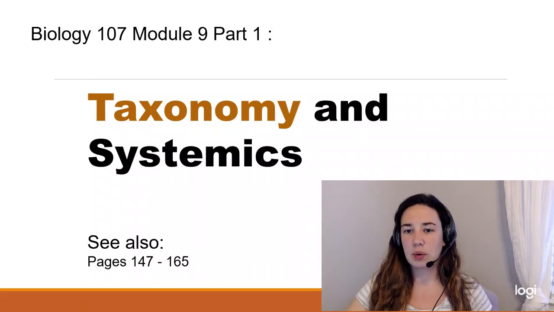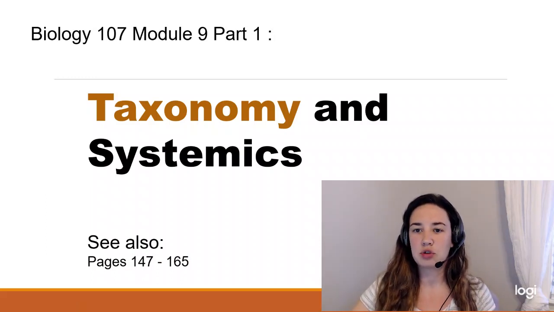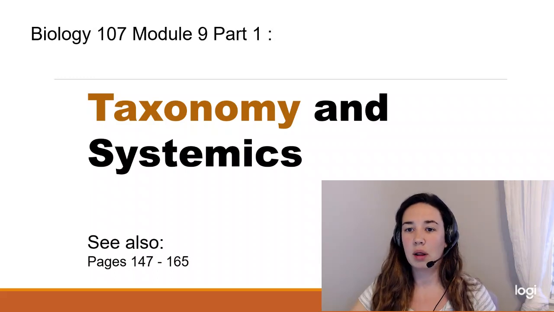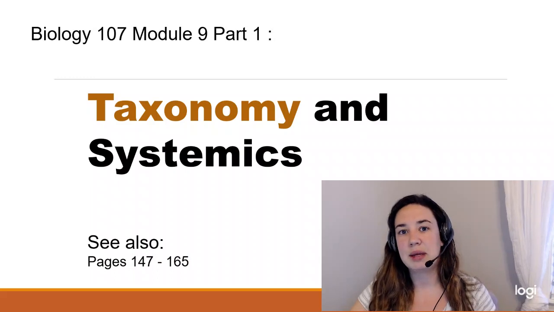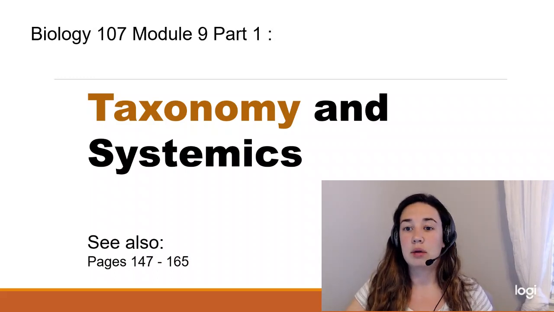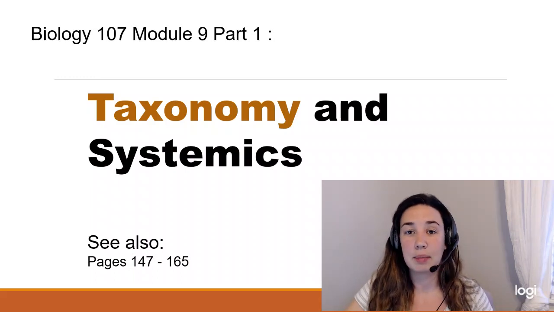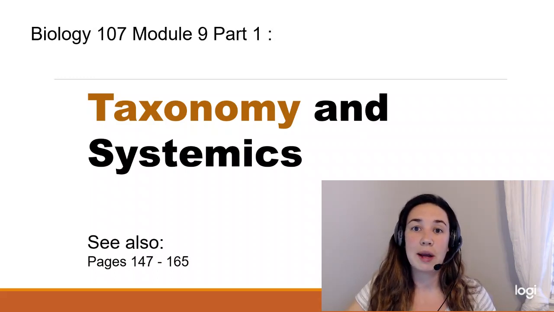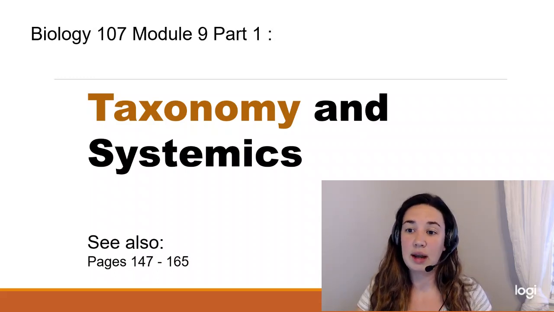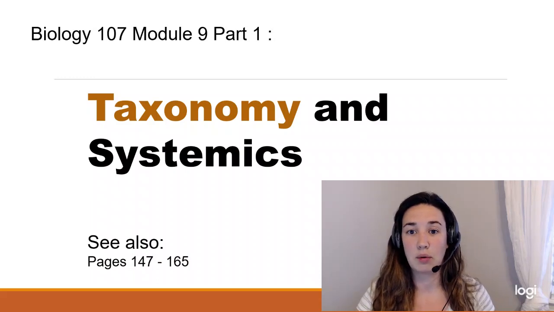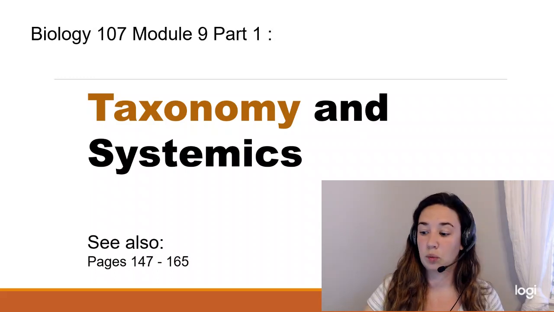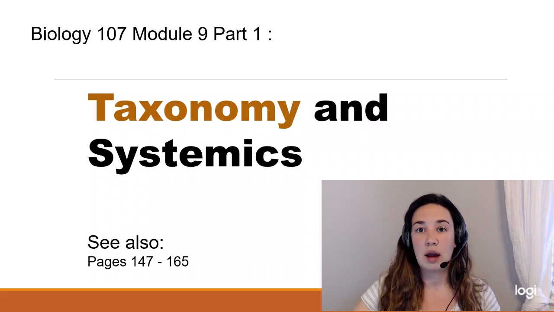All right, everybody, so we're back again for our module number 9. All of this week we'll be covering module 9, and that's going to be all about taxonomy and systemics. You can find your readings for this module in your book in the top left or right corners under pages 147 through 165. That's going to be your reading and what our next quiz is going to be over. We're going to be covering part 1 today. We'll be covering part 2 on Wednesday and part 3 on Friday.